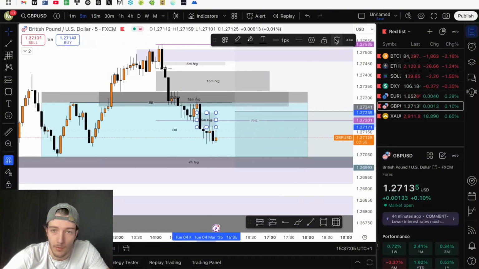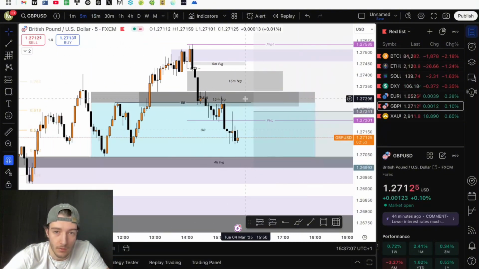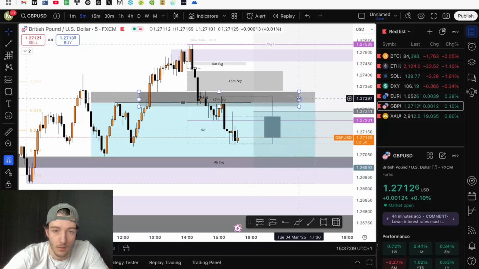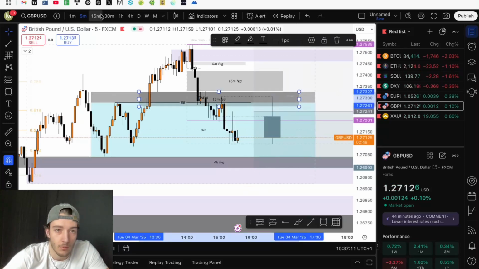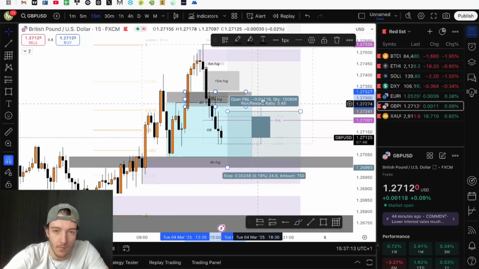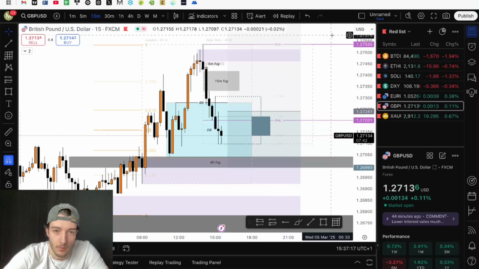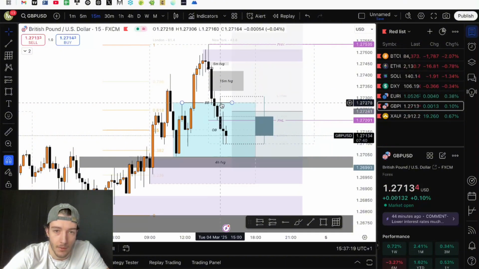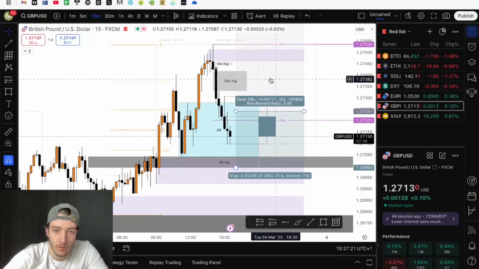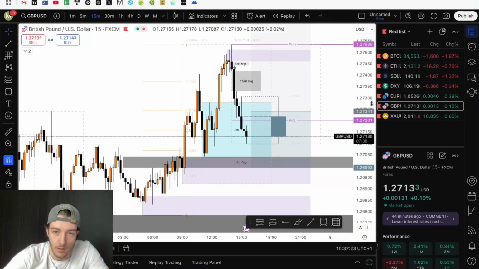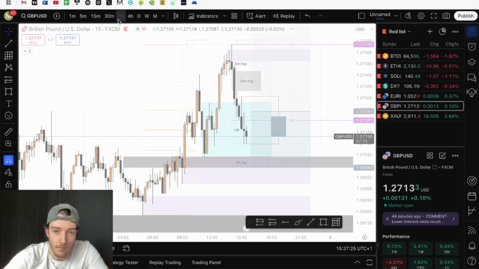This 5-minute fair value gap that we tapped into already is not relevant anymore. Also this 15-minute, wait, what's this? Yeah, not relevant anymore here. This one is not relevant anymore here. The breaker block is not relevant anymore. These ones are still relevant.